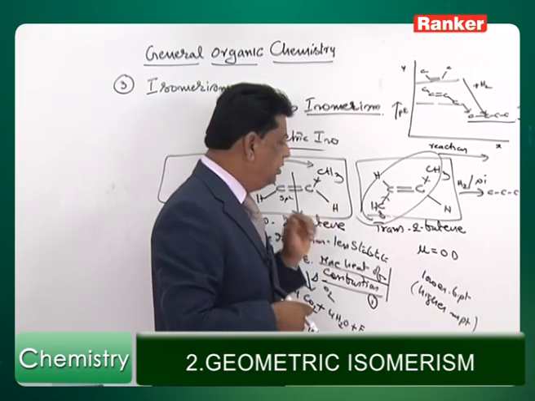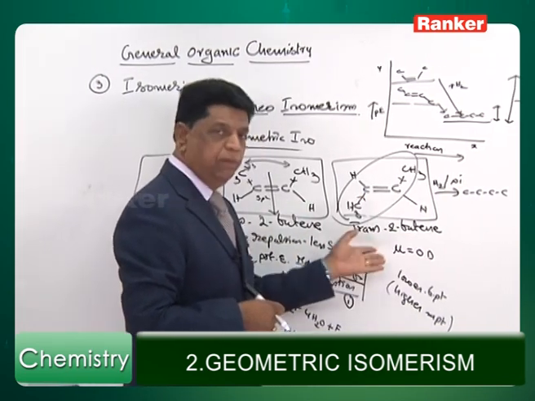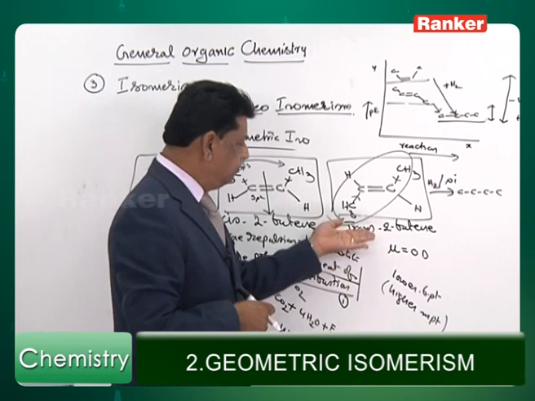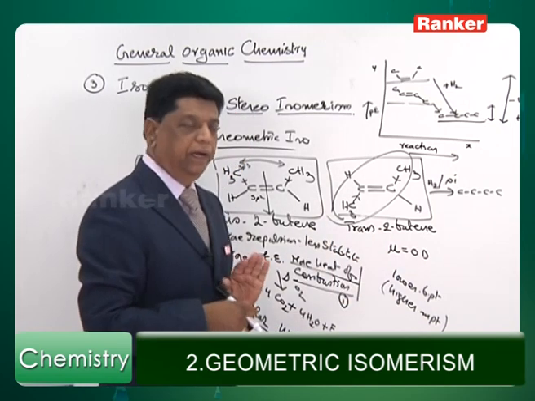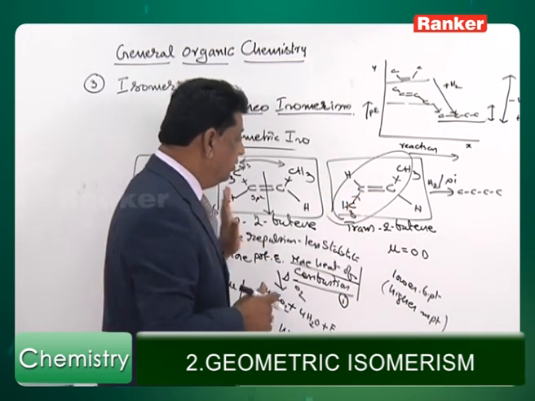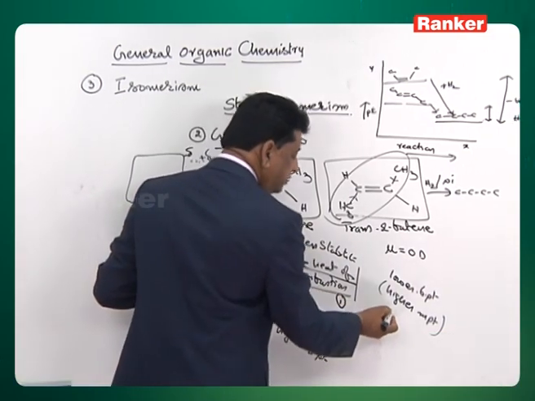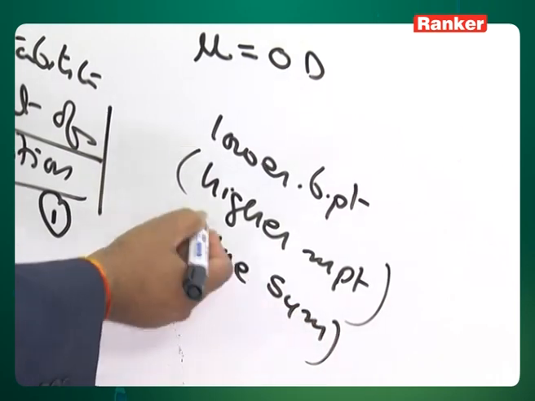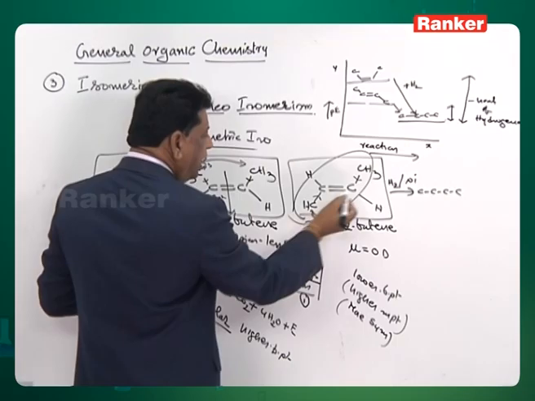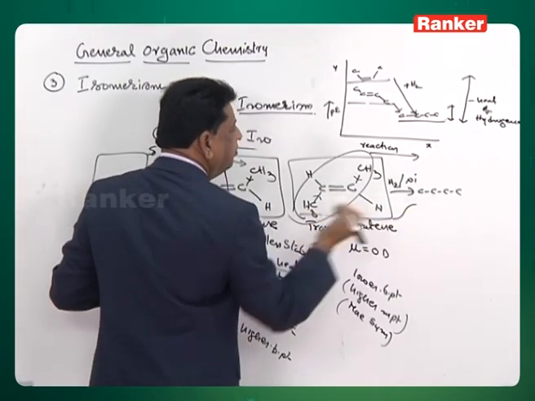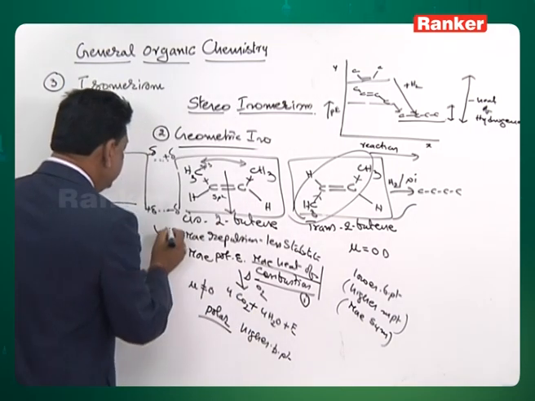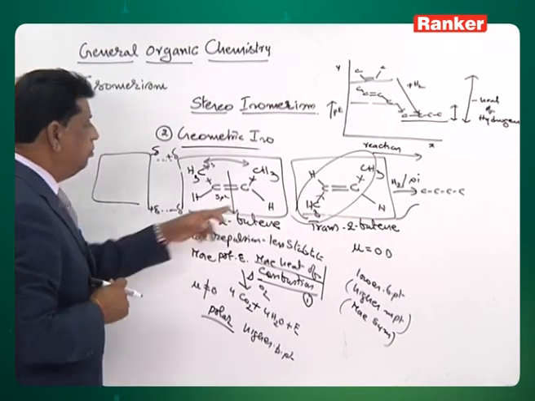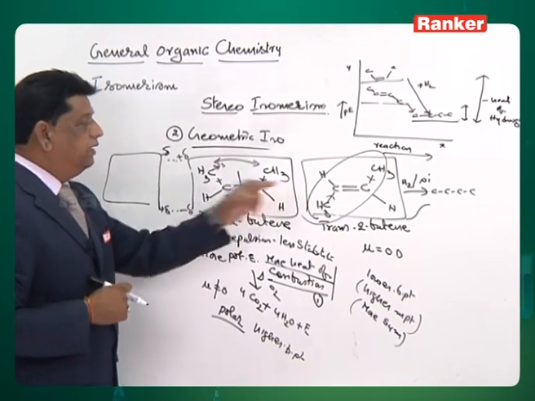The trans compound will have a dipole moment of 0, non-polar, therefore lower boiling point. But symmetry is more. This higher melting point is because of the more symmetric structure. How can you say it is more symmetric? See, there is a small bend, almost looks like a straight chain molecule, whereas here it is a U shape. So, this is more bent, that is less bent.